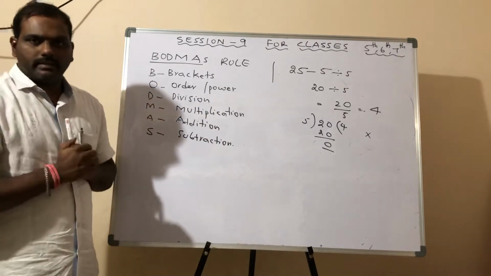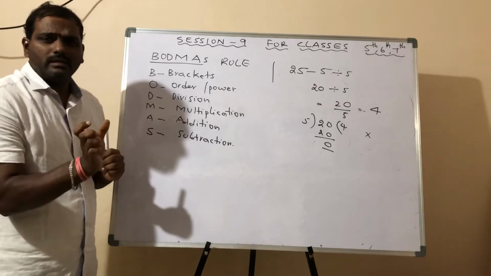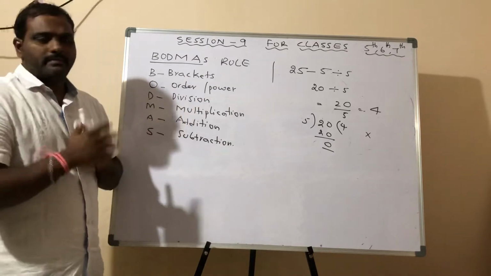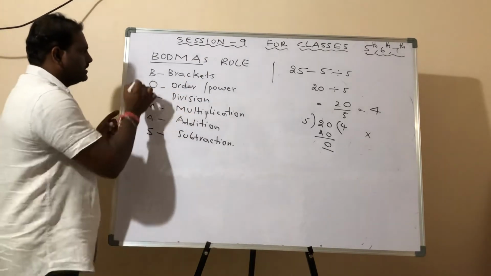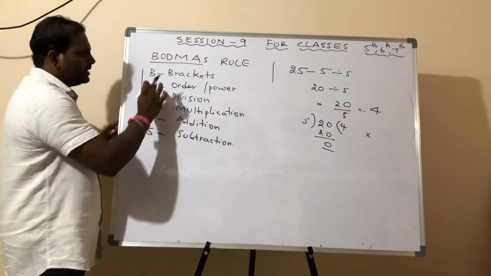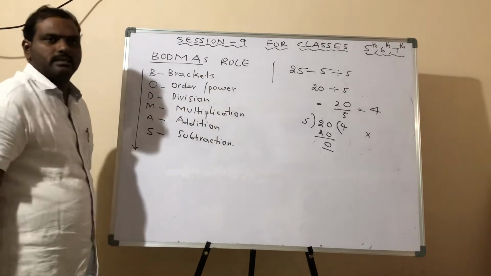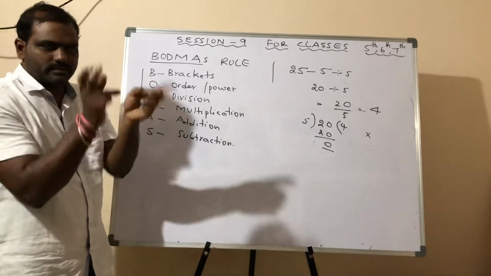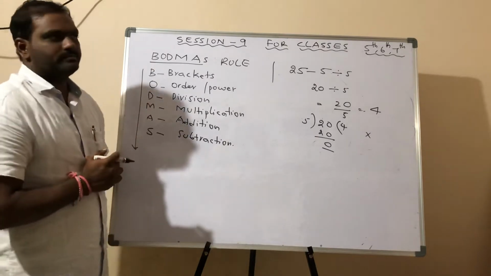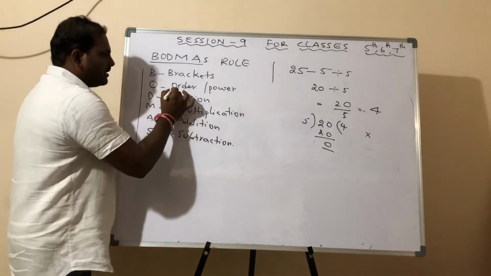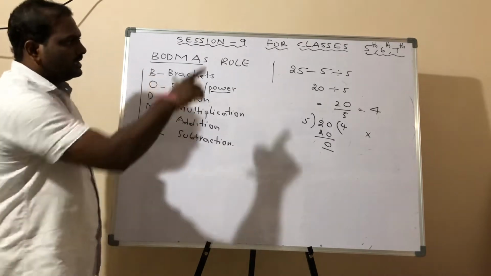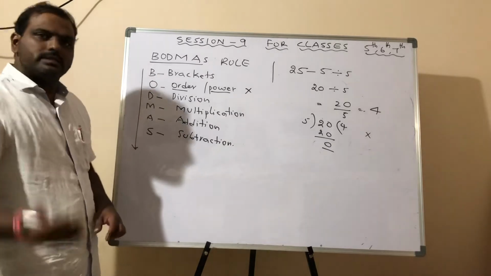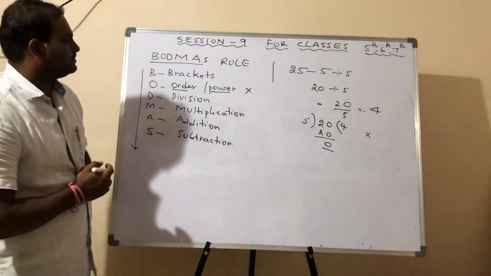So what this rule says is that we have to follow some order when we are doing a combination of sums which has addition, subtraction, multiplication, division. So what is the order? First you have to go for the brackets. That means we have to do the sum which is in brackets first. Then you have to go for order or power. In 5th, 6th and 7th class you don't have these type of sums. These all come in higher classes. They may come in 7th class, otherwise in 8th.